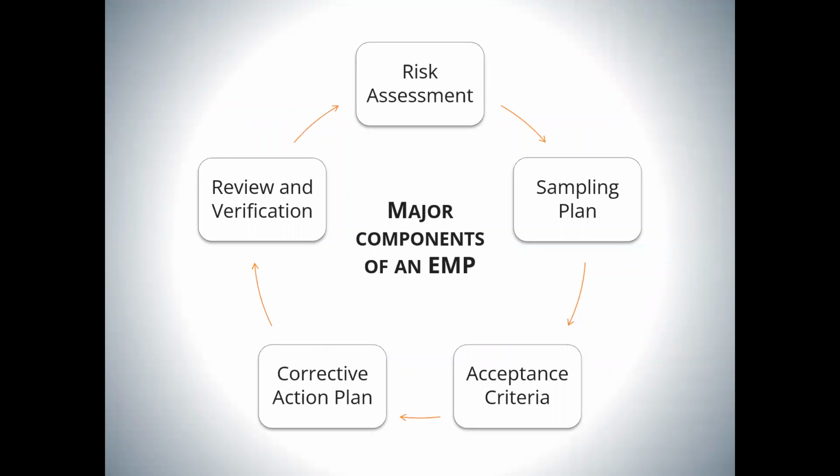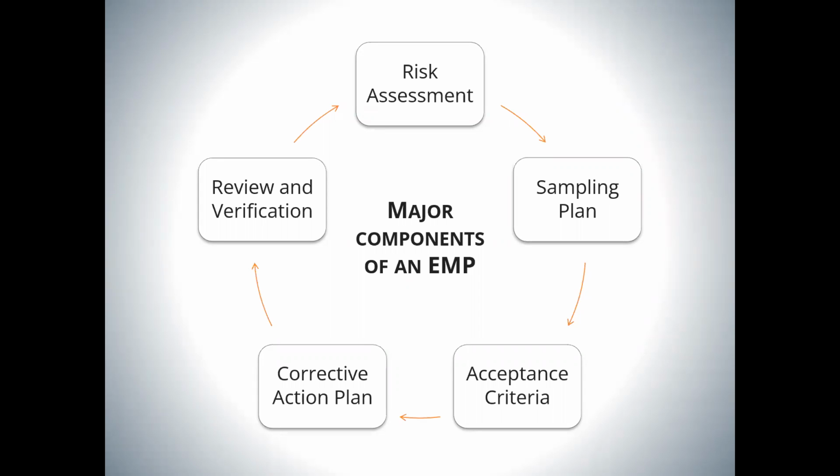So what should an EMP monitoring plan look like, and what are the major components? A complete EMP should have at least these components. The first is risk assessment. It's based on testing and sampling, and you have your reasoning for your sampling plan. A sampling plan that includes when, where, how often to sample, and what to test.